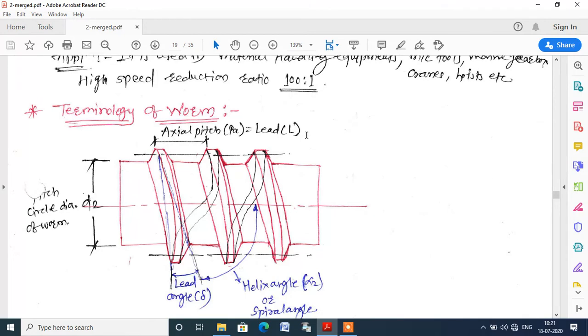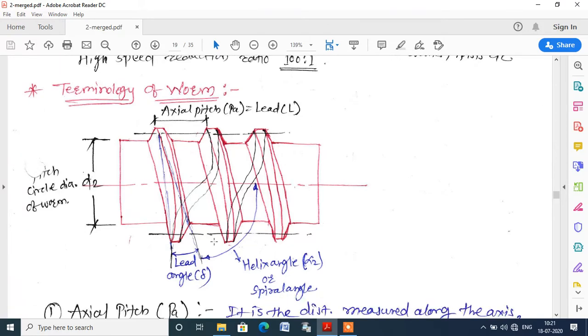Now before going into detail, first we have to see the terminology of the worm. I have drawn the worm here like this. Here I have drawn the threads. Try to draw this figure in your notebook. Here is the axial pitch, the distance between two consecutive threads. And lead is denoted by L.